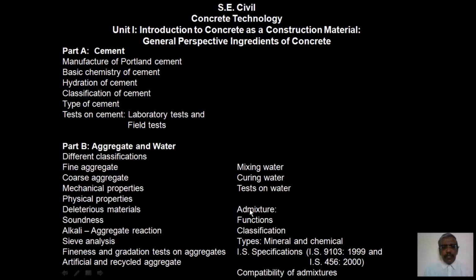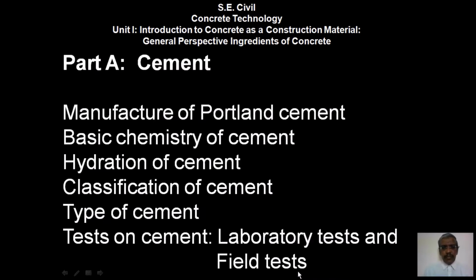With that, we will see admixture, functions, classification, types, mineral and chemical, IS specification IS 9103 1999 and IS 456 2000, and compatibility of the admixtures. Firstly, we will see part A, cement, manufacture of the Portland cement, basic chemistry of cement, hydration of the cement, classification of the cement, type of cement, test on cement, laboratory test and field test.